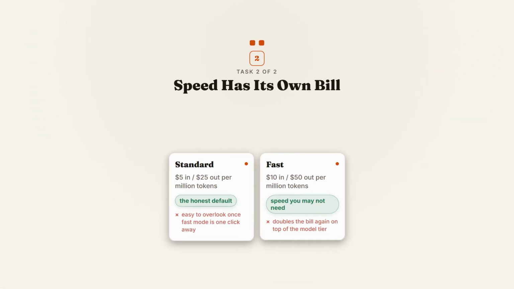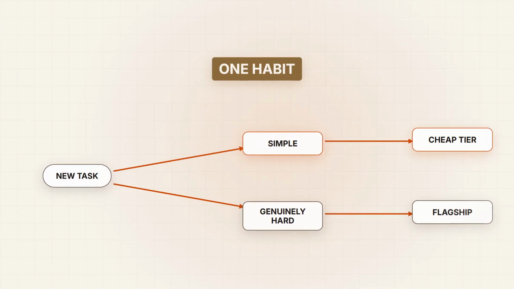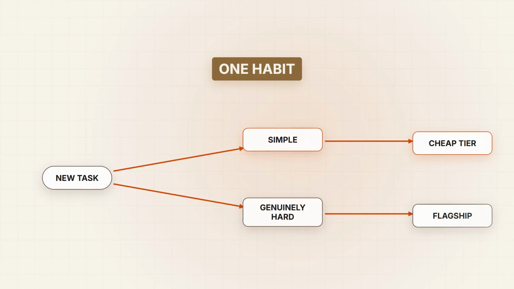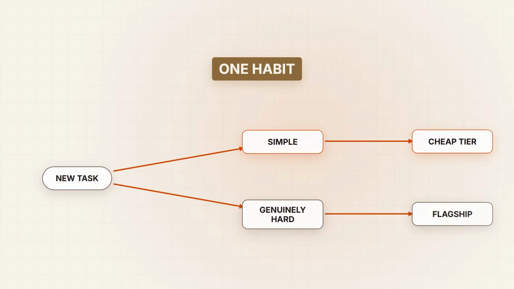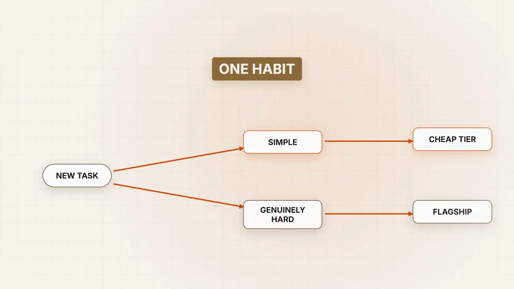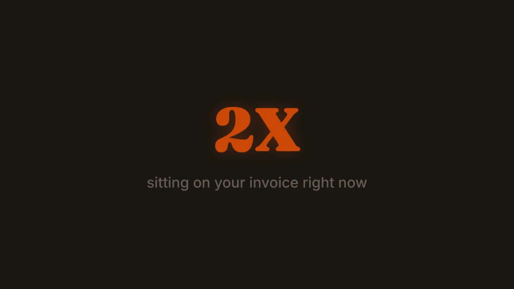Fast mode isn't a bad feature. It's a second lever most people never touch, sitting right next to the model picker, ready to double a bill nobody's watching. So build one habit: before a task starts, ask if it's simple or genuinely hard. Simple gets the cheap tier. Hard earns the expensive one. That's the entire system. 2x, that's the multiplier sitting on your invoice right now, for a difference of 0.5%.